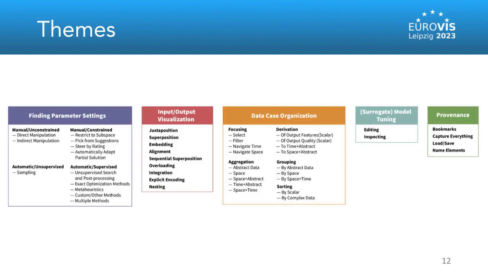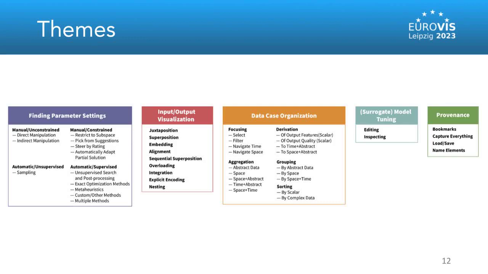The themes can be seen as steps in a generic parameter space analysis workflow. First of all, we need to come up with parameter settings to investigate. These approaches are covered in the Finding Parameter Settings theme. Then we compute the corresponding outputs and visualize their relationship. We identified 9 visualization idioms in the input-output visualization theme.